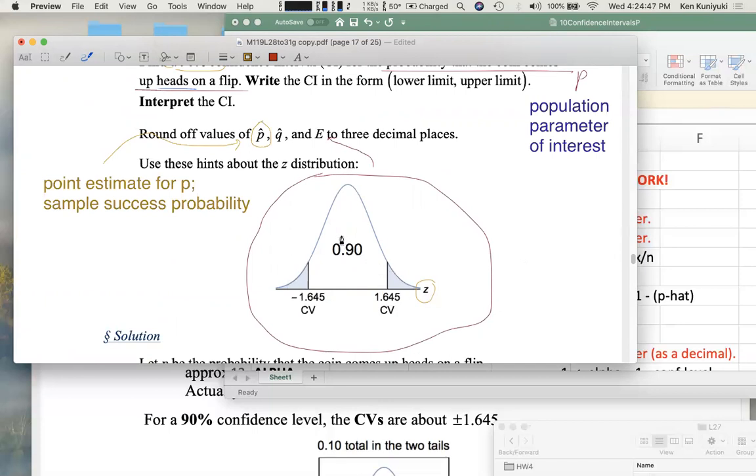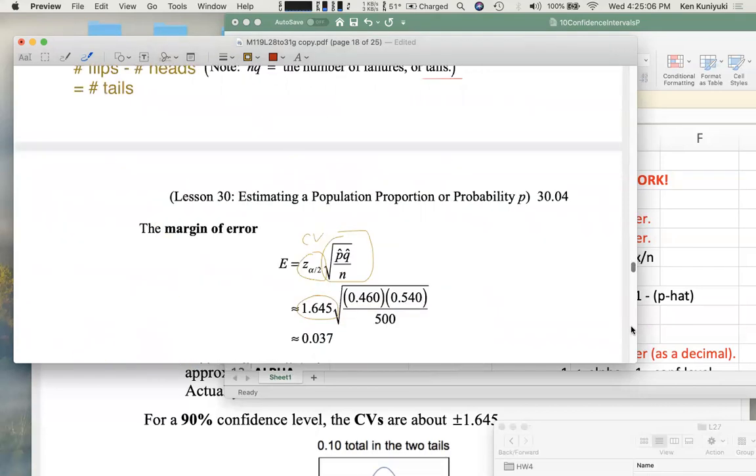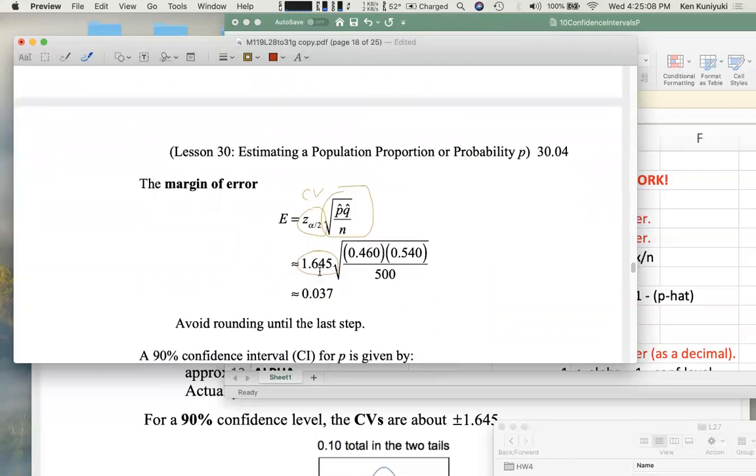So we have 90% in the middle. It turns out that positive 1.645 and negative 1.645 are the two critical values from the Z distribution that will trap 90% in the middle in such a way that these tails are symmetric in terms of area. So that was from the hint. From the hint, you should get 1.645 here.